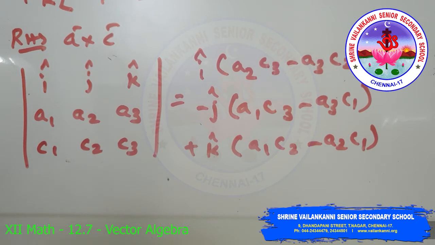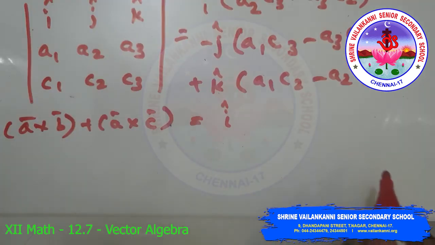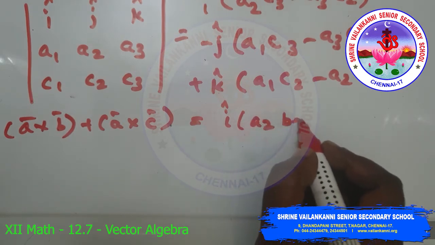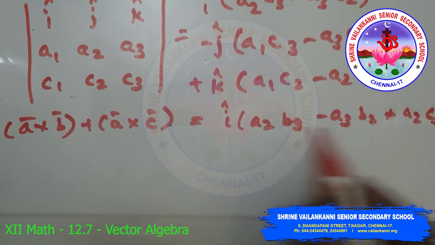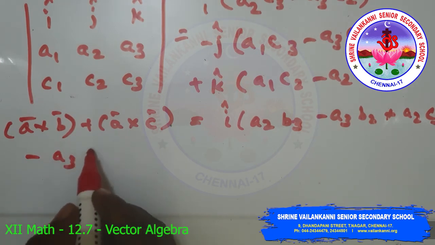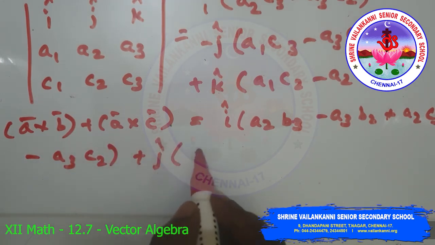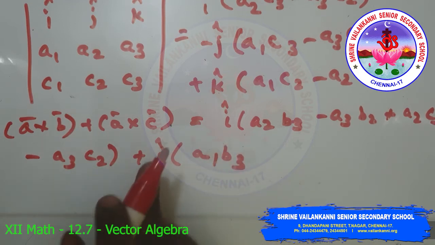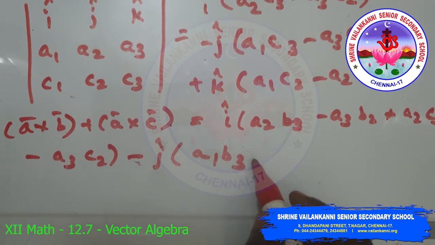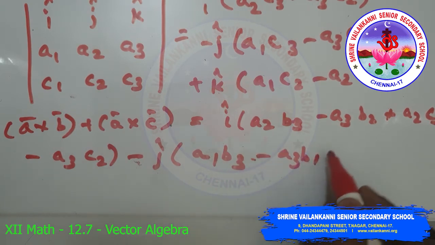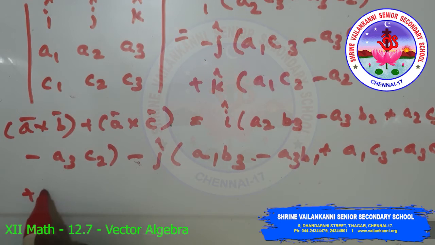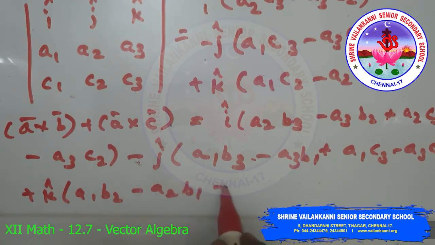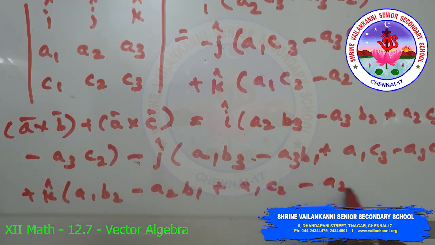Now we are going to add A cross B plus A cross C. i into (A2 B3 minus A3 B2) plus (A2 C3 minus A3 C2), minus j into (A1 B3 minus A3 B1) plus (A1 C3 minus A3 C1), plus k into (A1 B2 minus A2 B1) plus (A1 C2 minus A2 C1).